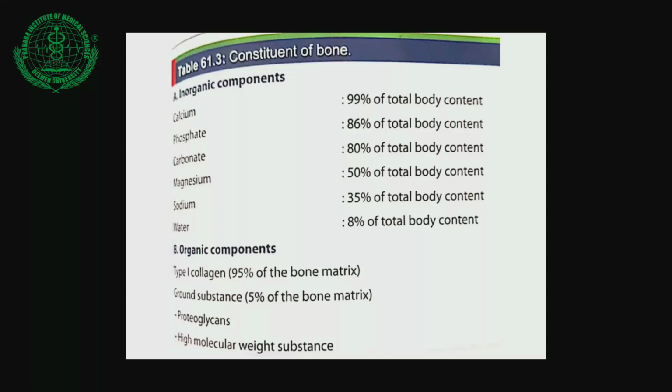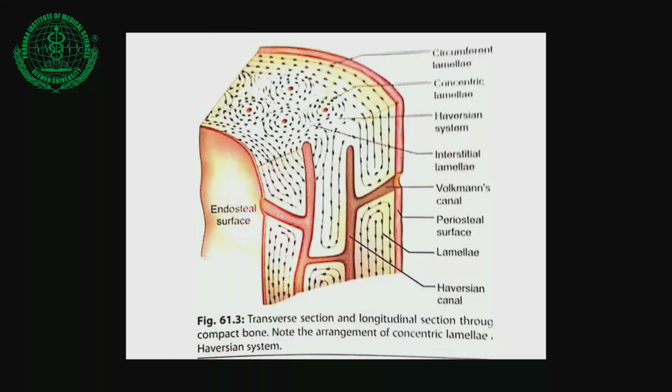So, what are the contents of the bone? What are the inorganic components? You already were told: 99% calcium, 86% phosphate, 80% carbonates, and magnesium 50%.